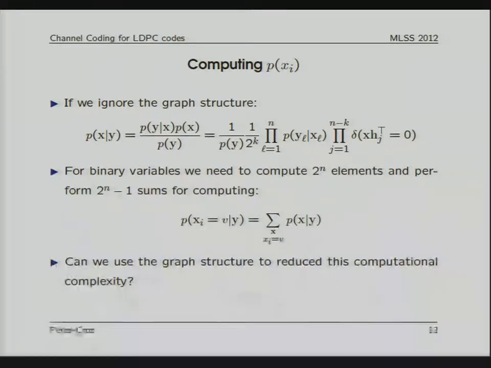But we want to get the bitwise MAP solution, so we're going to add all the bits and set xi equal to vi, and then once we get this, we have to decide which one of these is larger, if v equal to 0 or v equal to 1. Okay. The thing is, this sum is in general of exponential complexity, because we have to compute 2 to the power of n elements, and we have to do 2 to the power of n minus 1. It's actually minus 2 sums.